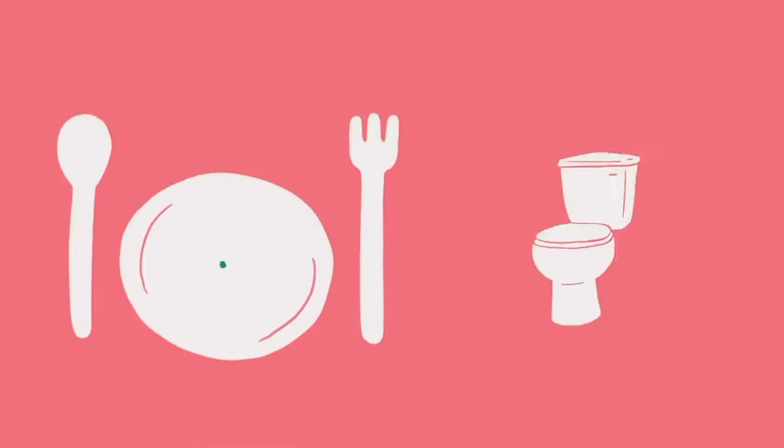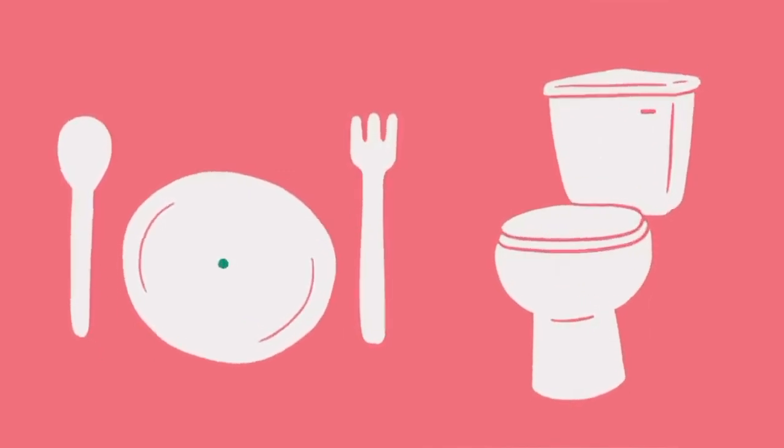The eating disorders everyone knows about are anorexia nervosa and bulimia, but most people have never heard of eating disorders not otherwise specified, EDNOS, or avoidant restrictive food intake disorder, ARFID.